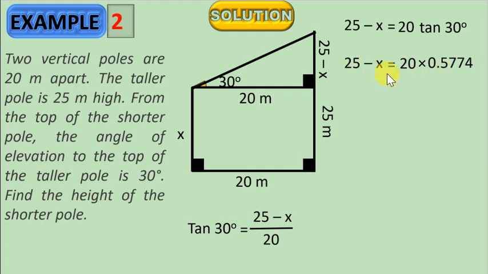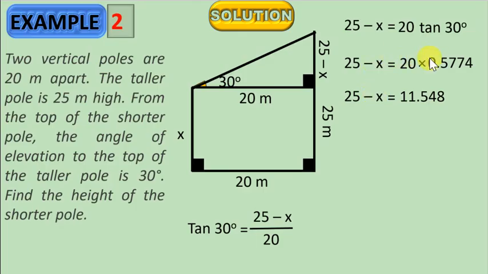Now the only unknown here is x, so we're going to make x the subject. But before then, let's simplify the right-hand side further. Multiplying 20 by 0.5774, we're going to have 11.548. Then make x the subject.